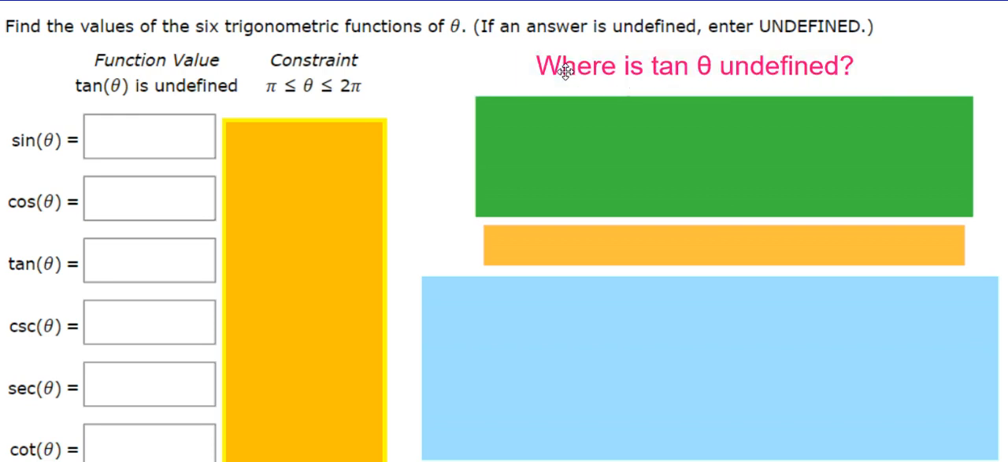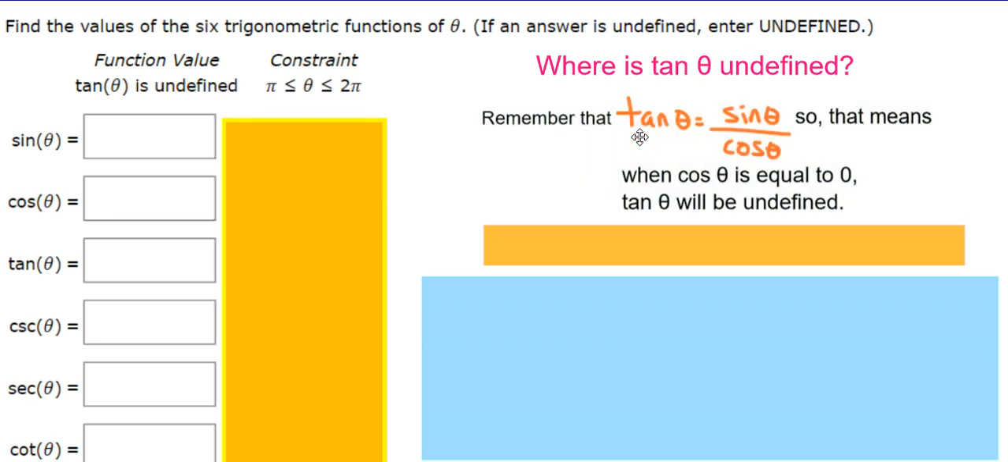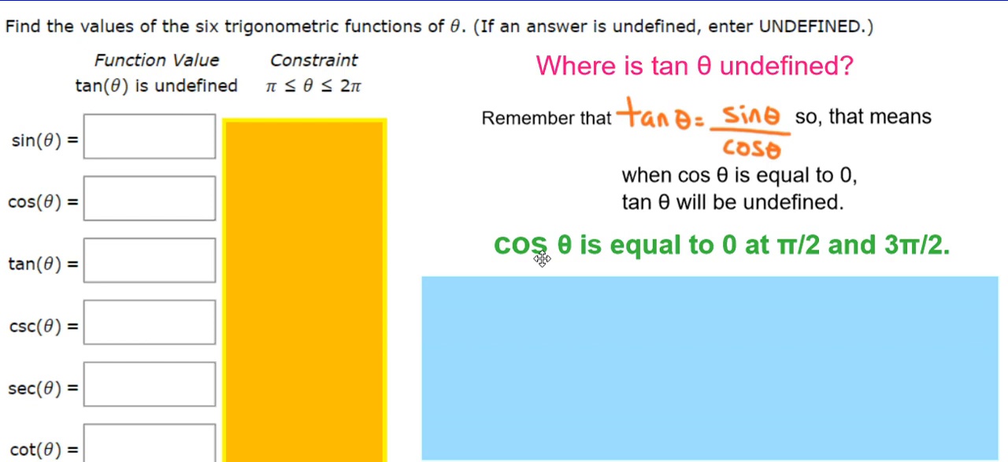First of all, where is tan undefined? Let's think about that. If we look at the identities, remember tan is sine over cosine. So the only way tan could be undefined would be when cosine is equal to 0. So anywhere that cosine is equal to 0, tan will be undefined. And cosine of theta is equal to 0, both at pi over 2 and 3 pi over 2.